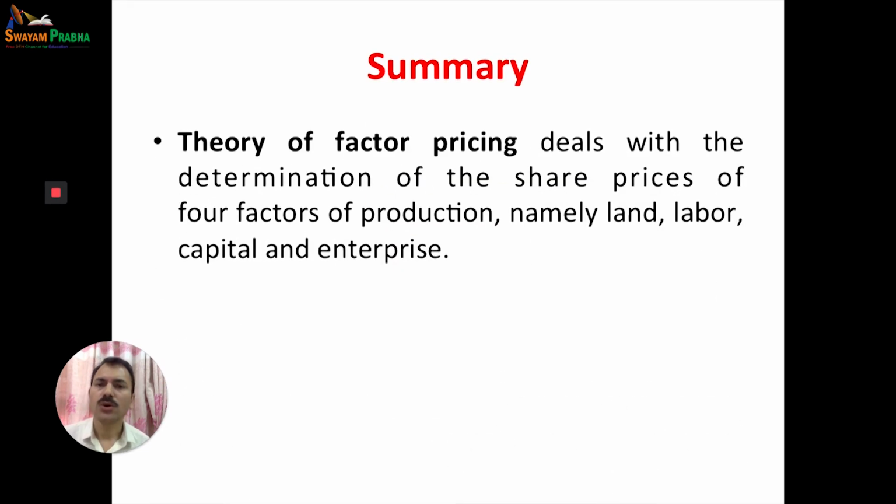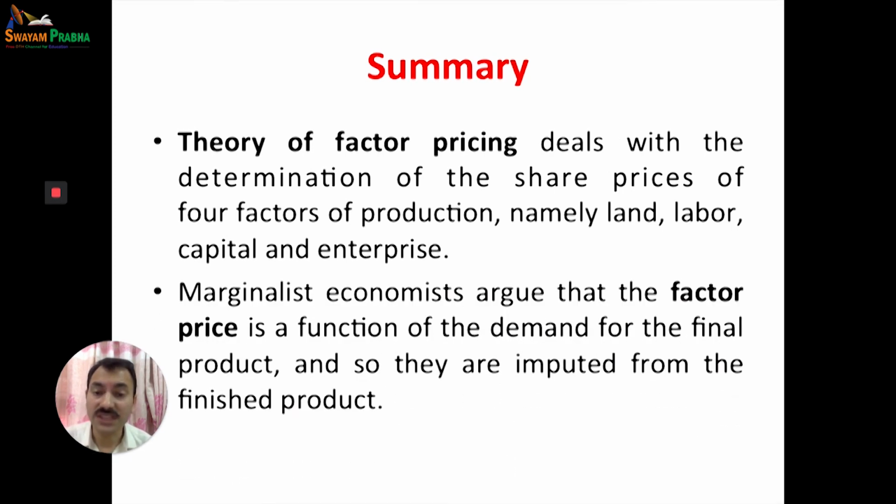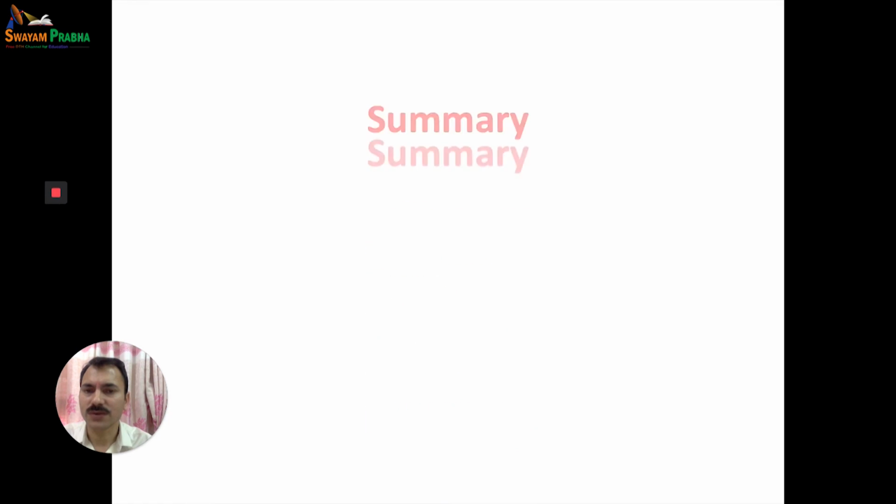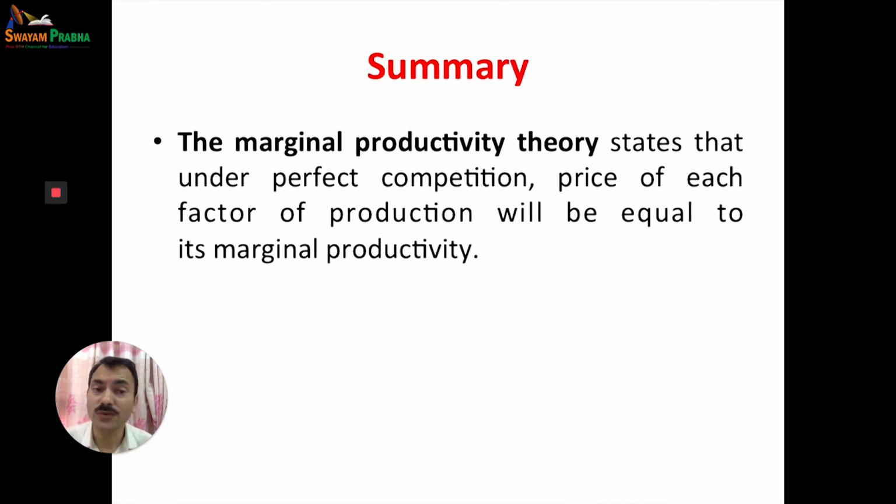Let us now summarize. In this whole module, we have discussed in the first part the theory of factor pricing. Hopefully you now know what factor pricing is. Factor pricing deals with the determination of the share of prices of the factors of production, namely land, labor, capital and entrepreneur. We have discussed in detail that marginalist economists argue that the factor price is a function of the demand for the final product, and so is imputed from that finished product. The marginal productivity theory we have discussed in detail.